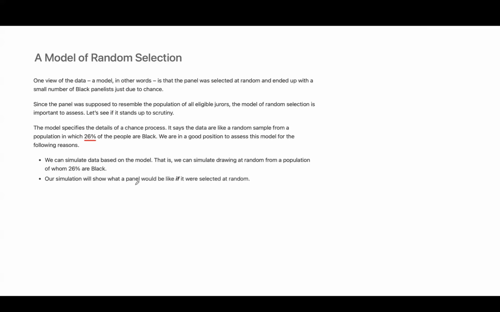Our simulation will show what a panel would be like if it were selected at random. We can then compare the result of the simulation with the composition of an actual jury panel. If the results of our simulation are not consistent with the composition of the panel in the trial, that will be evidence against the model of random selection. Therefore, it will be evidence against the fairness of the trial.